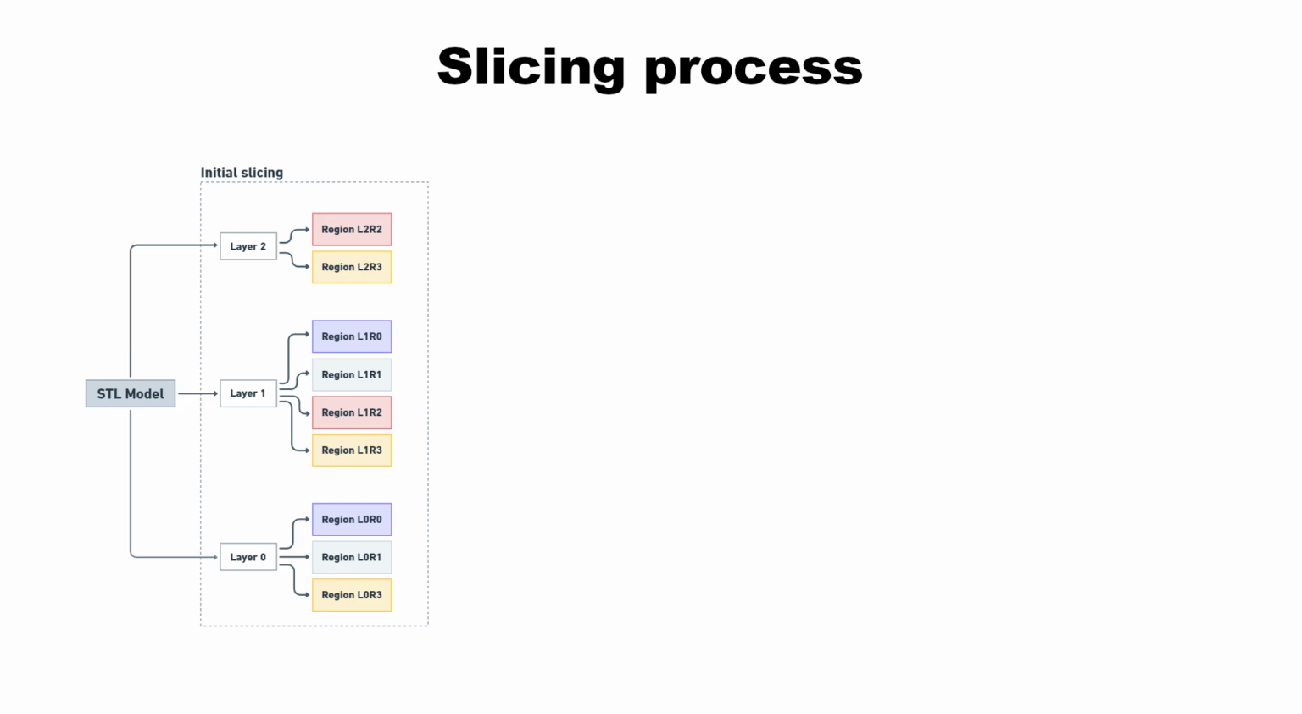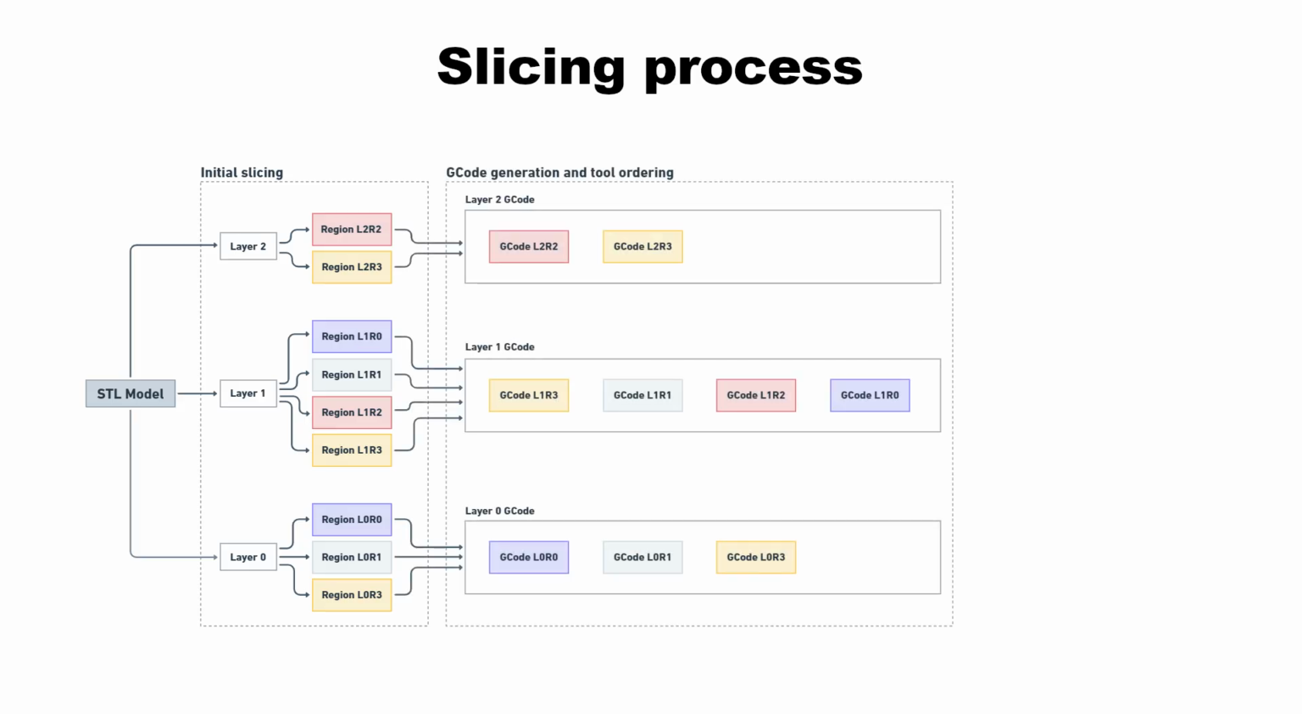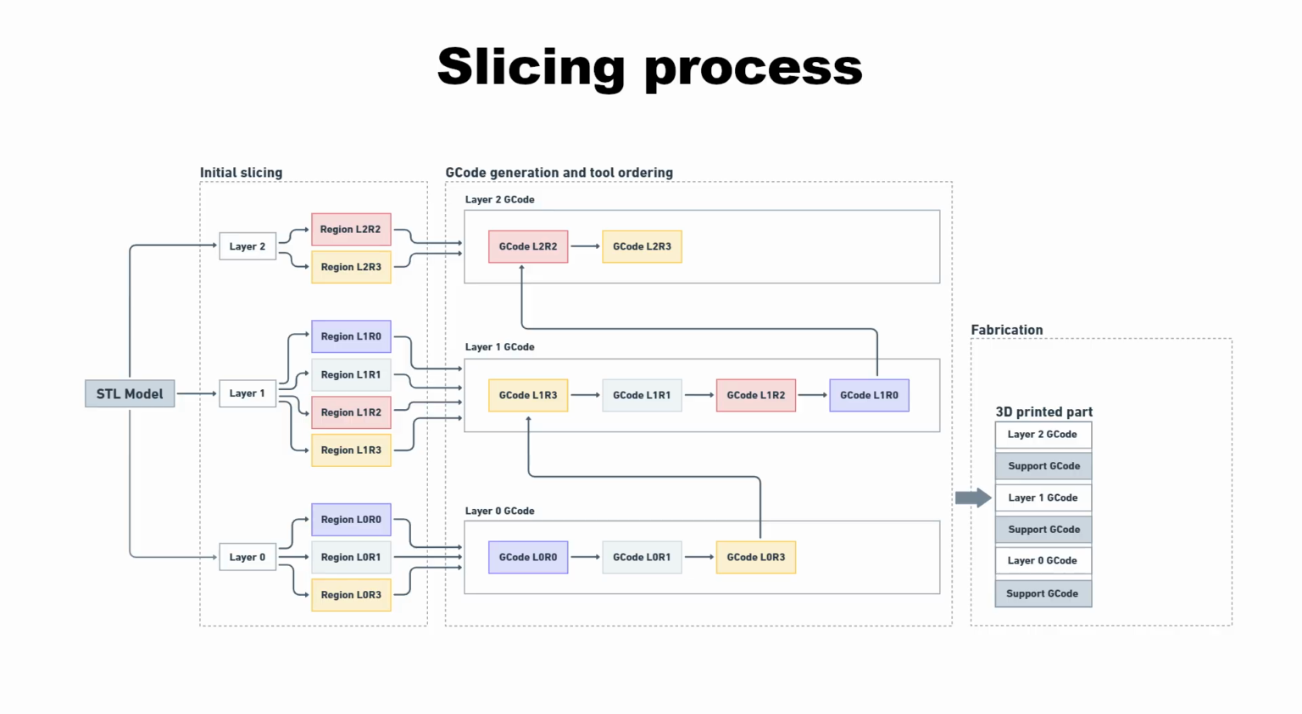Initially, the STL model is divided into a series of layers. Each layer is then subdivided into its constituent color or material regions, where for every region a G-code patch is generated. Subsequently, an internal tool ordering procedure determines the sequence in which these regional patches are fabricated.